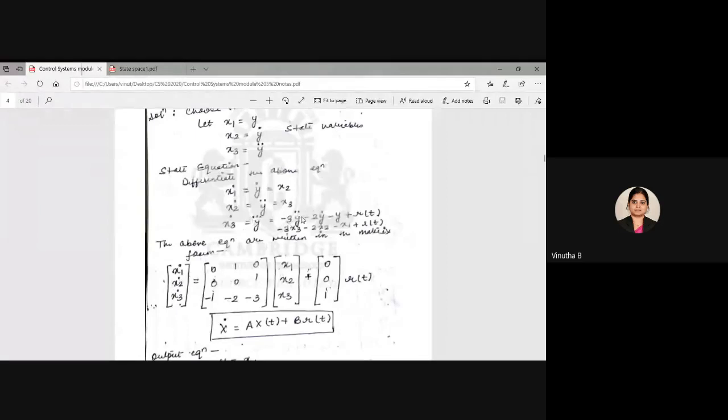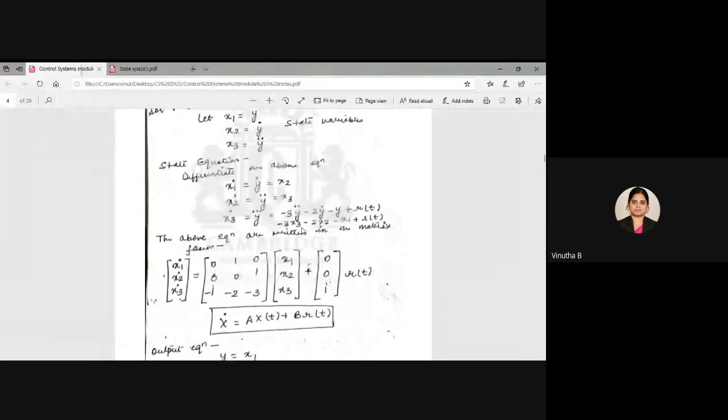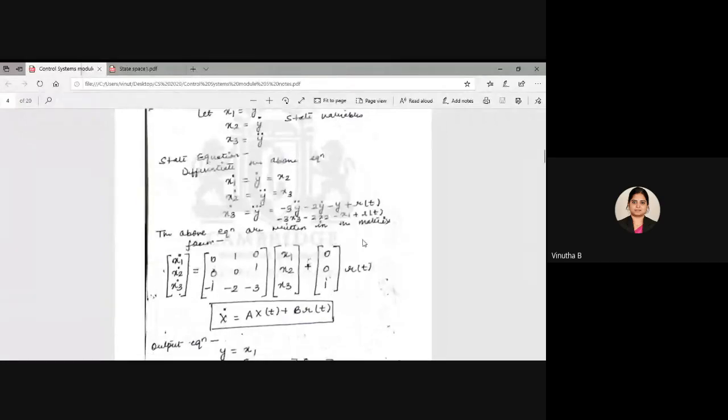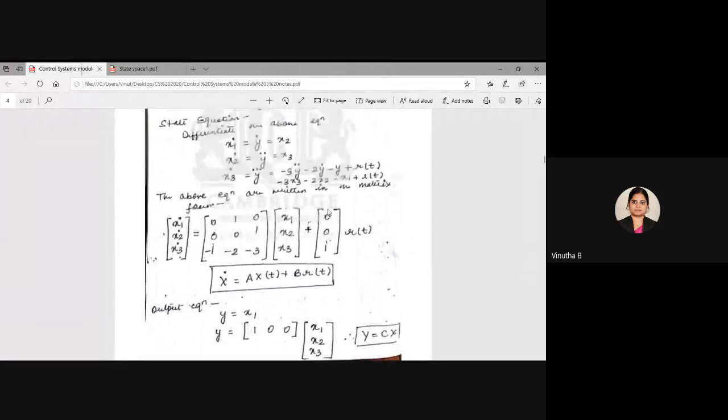x3 bar will be equal to, you can see here, this is x1, this is x2, and this is x3. So in the column of x3 you have to put minus 3. In the column of x2 write the coefficient as minus 2. In the column of x1 write the coefficient as minus 1. And then write down those variables x1, x2, x3 plus, what is this? You have to consider r of t. It is 0, 0, 1. You have to write it down like this, as 0, 0, and 1.